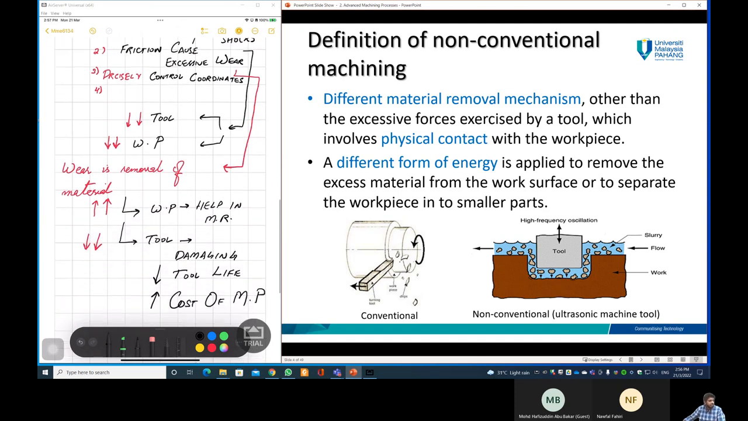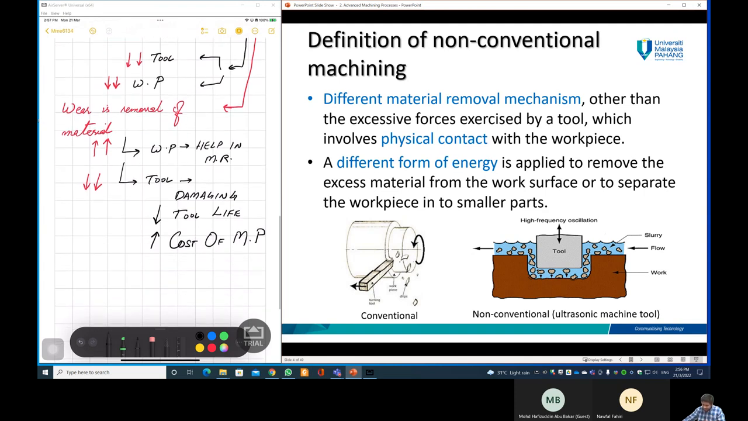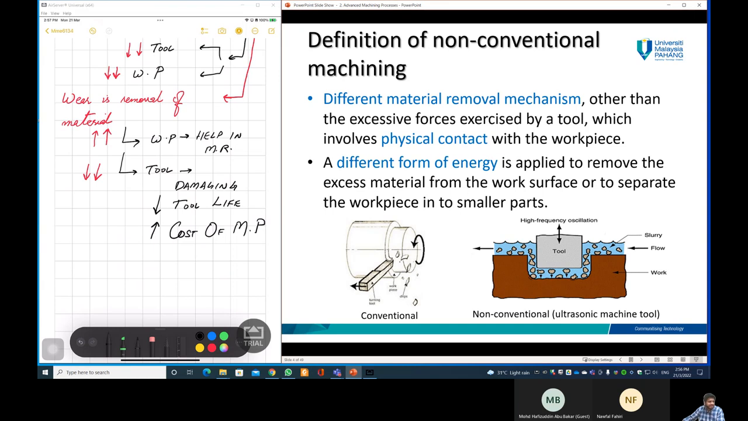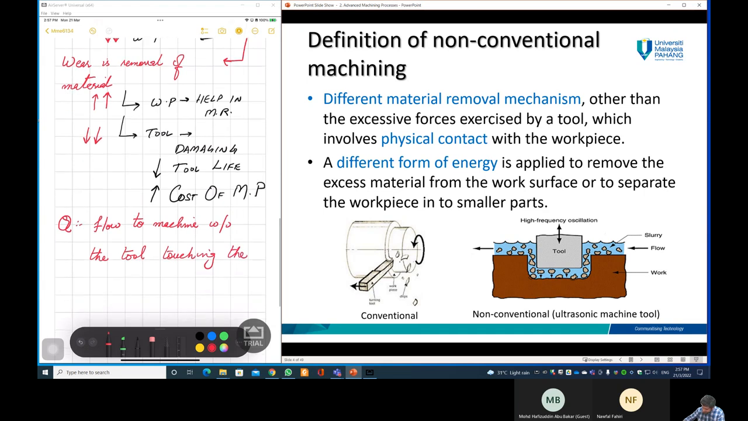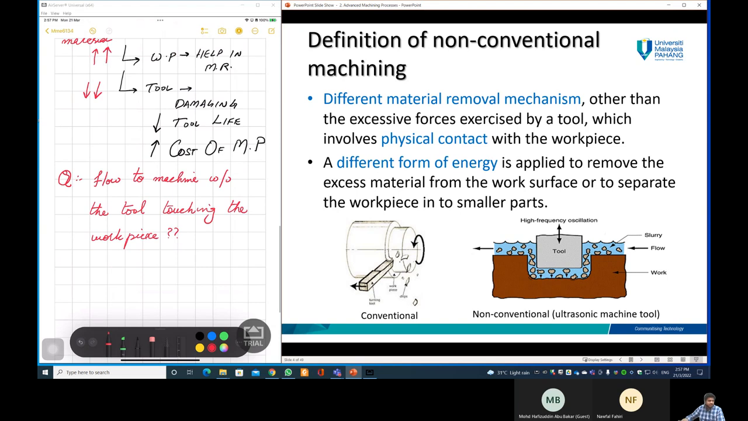So how do I do machining? The question now is, because we have problems associated with conventional machining, problems associated with touching the workpiece, what should I do? The biggest question is basically how to machine without the tool touching the workpiece. Okay, so this is the question.